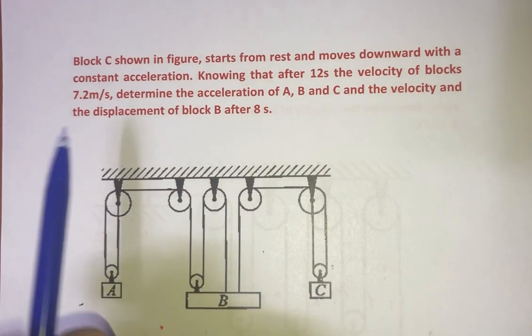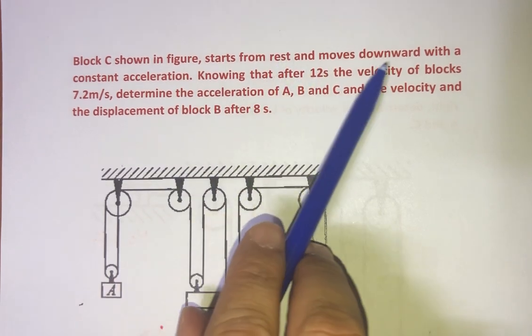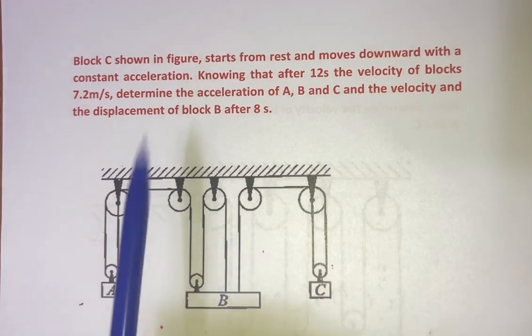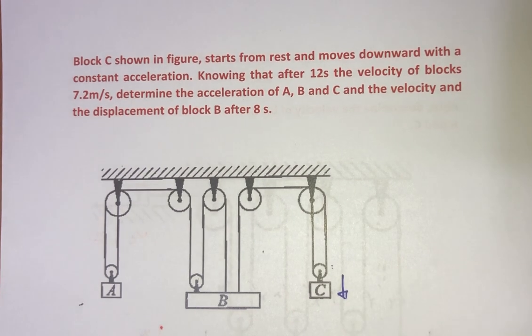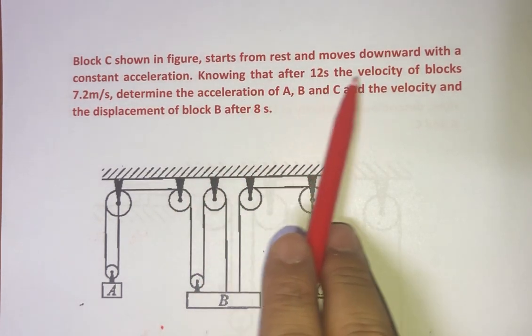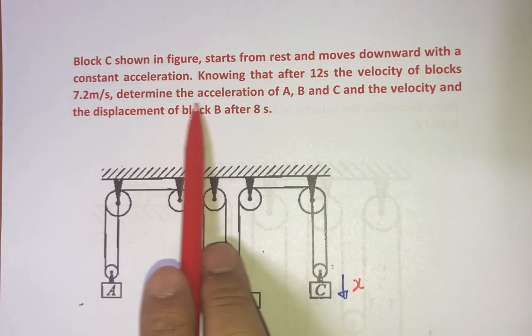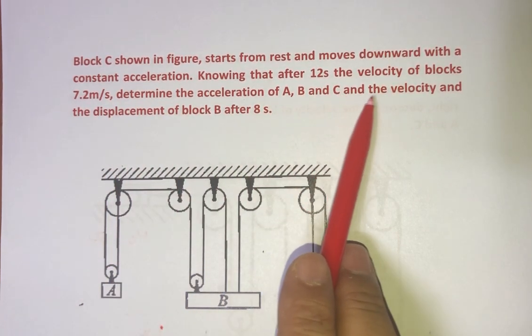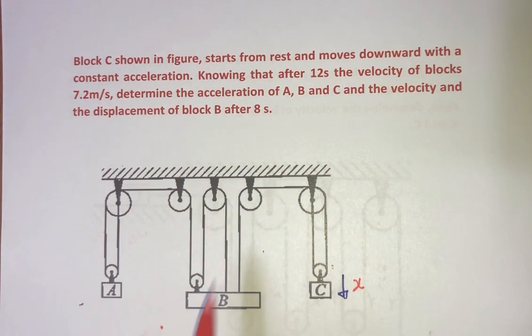This is a very interesting question. It states that block C, as shown in the figure, starts from rest and moves in downward direction with a constant acceleration. Okay, so it moves in downward direction, and let us suppose it is displaced by x. Knowing that after 1.2 seconds the velocity of blocks is 7.2 meter per second, determine the acceleration of A, B and C along with the velocity and the displacement of block B after 8 seconds.